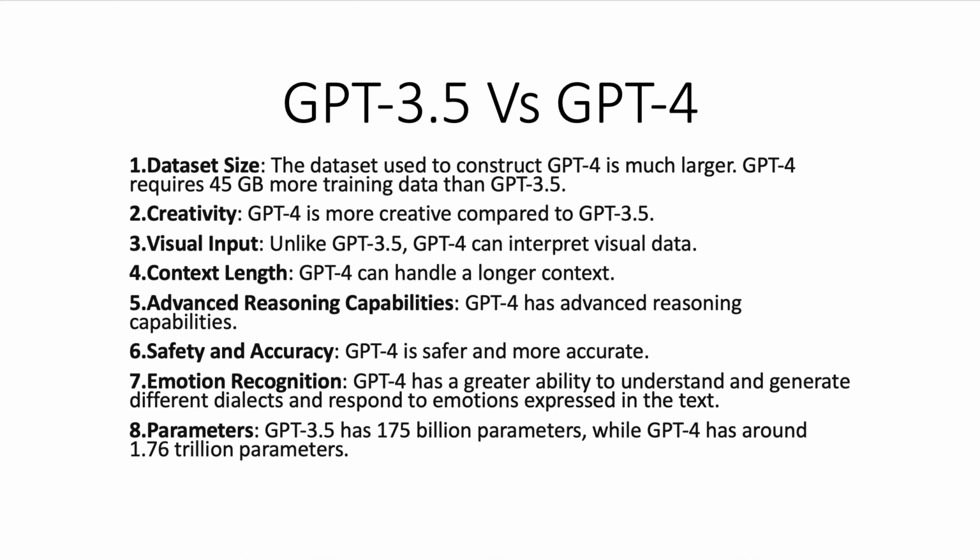All right, now let's go ahead and compare GPT 3.5 and GPT-4 at a high level. It starts directly with the data size itself. The data set used to construct GPT-4 is much larger, which means GPT-4 requires 45 GB more training data than GPT 3.5. So that's what it says at the high level.